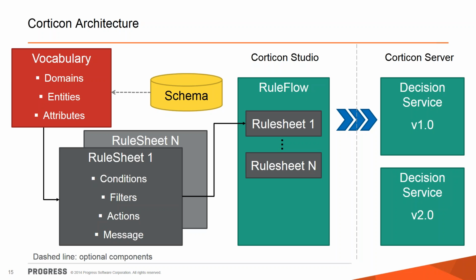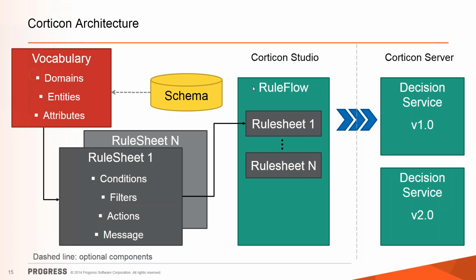Tomorrow, if a new change is coming up and you want to modify the rule, you can modify the existing rule, or you can create a new version of the rules. You can name it as a separate version, which can be easily accessible through other external systems. So this is what the core capabilities and the architecture of Corticon look like.